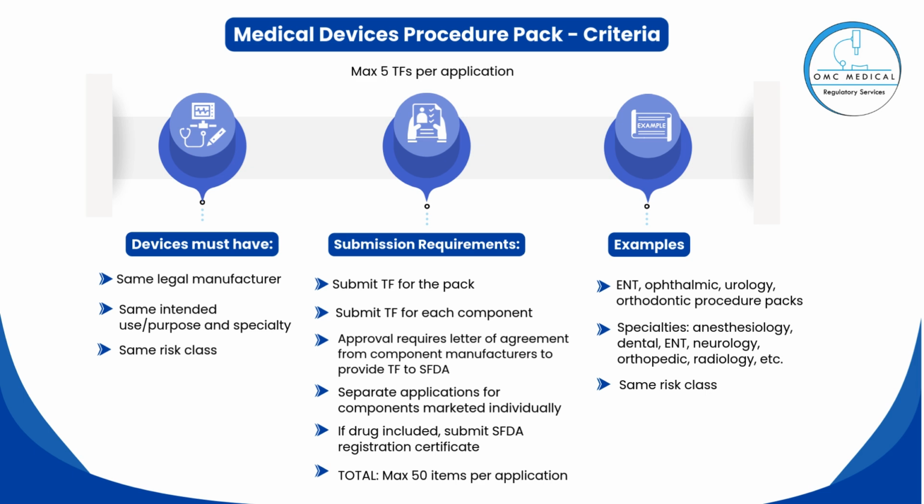If any of these components are produced by a different manufacturer, there must be a letter of agreement allowing the SFDA to request documentation if needed. If the manufacturer plans to sell any of the pack's components separately, those need to be registered through a separate application. Also, if the pack includes a pharmaceutical drug, the application must include the official registration certificate from SFDA's drug sector. Examples of procedure packs could be ENT kits, ophthalmic surgery sets, or urology surgical packs. They can be categorized under specialties like anesthesiology, cardiology, ENT, orthopedic, neurology, and more.